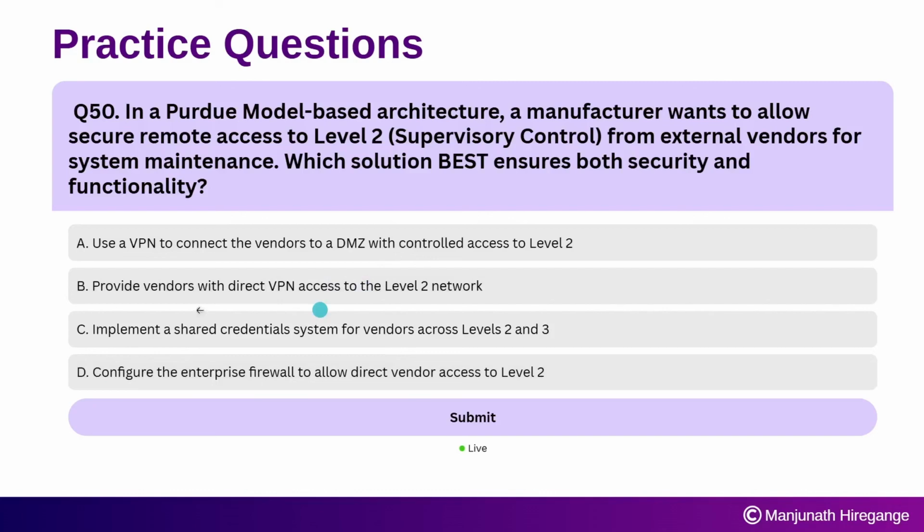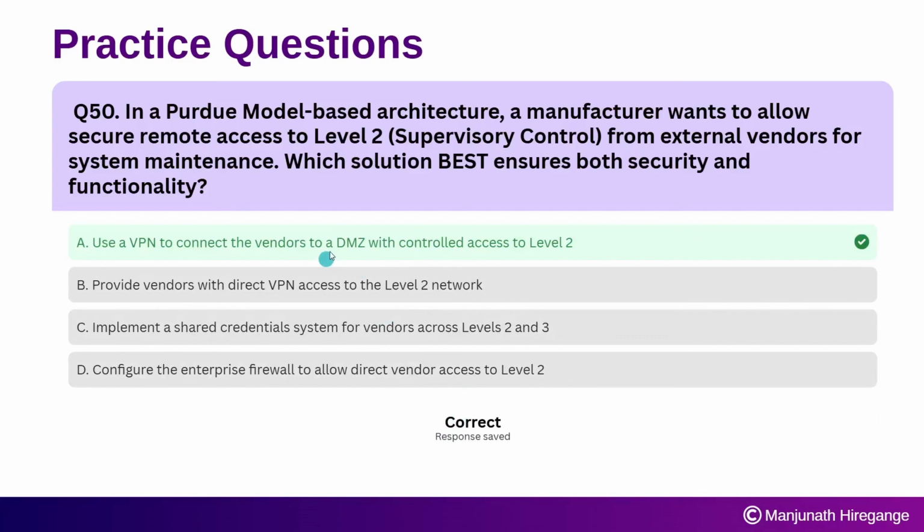So straight away you can see the others are definitely not the right answer, because direct VPN access bypasses security layers, increasing the risk. Shared credentials violate security best practices. And the third one, allowing direct access through the enterprise, creates an attack vector for external threats. So the right answer is a VPN to connect to a DMZ with controlled access to level 2, so that you can easily control and monitor any unauthorized activities.